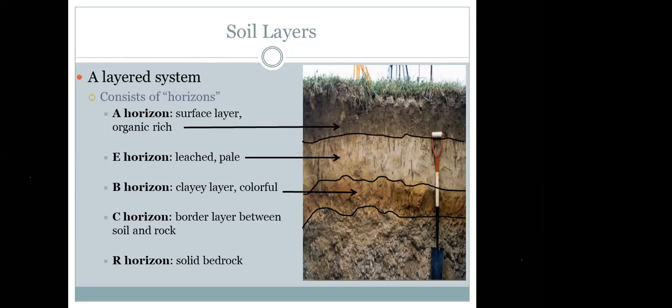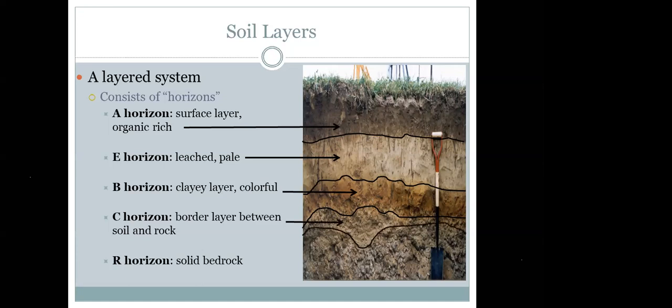So oftentimes you can tell how old the soil is based upon the thickness of its B horizon. But that's a little bit of extra detail. For us, the B horizon is the layer that is generally highest in clay content and usually also the most colorful. So when you see your reds and your yellows and your oranges and they're really popping out, chances are you're in the B horizon.